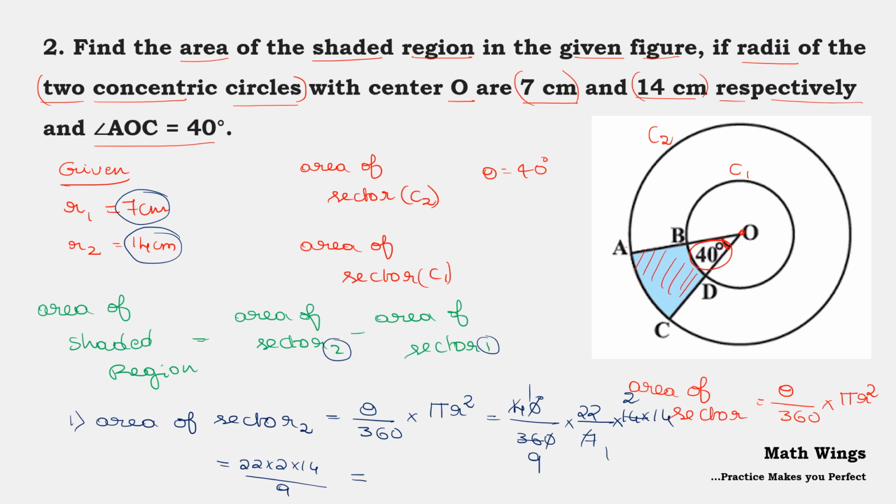So when we multiply, I will get here 616 divided by 9 centimeter square, because the unit here for the radius is centimeter, right? Now we'll find the area of the sector 1. We got area of sector 2, that is equal to 616 divided by 9 centimeter square.